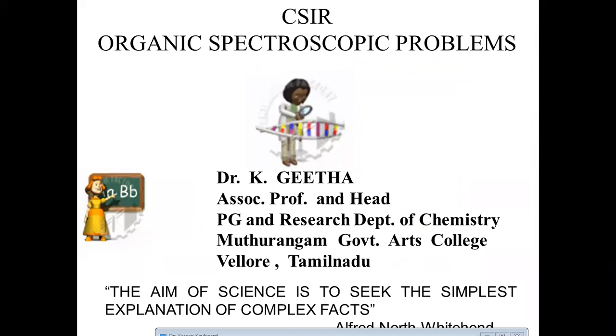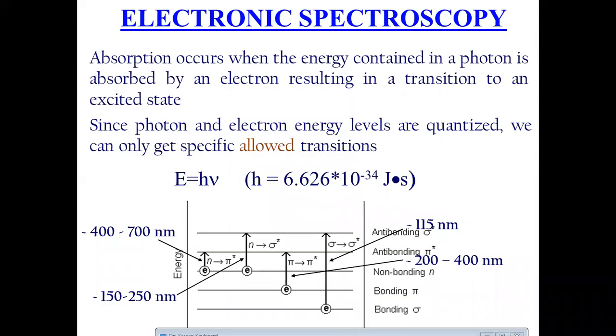The topic on which I'm going to discuss is CSIR organic spectroscopic problems. Before going to the topic, I'd like to quote the words of Alfred North Whitehead. According to him, the aim of science is to seek the simplest explanation of complex facts. The facts may, however, be very complex, but it is the ultimate aim of science to give a very simple explanation that's possible. So with that aim, let's move on to the topic.